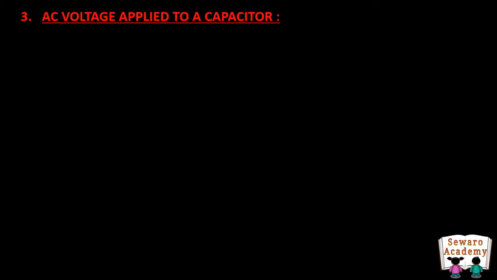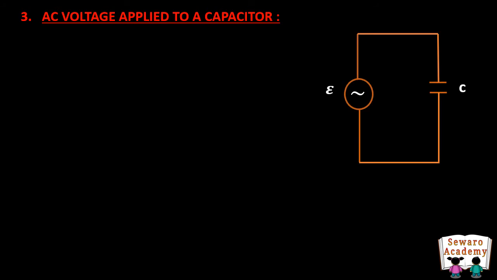At first we analyzed the AC circuit containing only a resistor. Second, we analyzed the AC circuit containing only an inductor. Now we have to analyze the AC circuit containing only a capacitor. So here is a diagram. This is a capacitor and this is an AC source. Here too the expression for the voltage is given by V equals Vm sin omega t. Let this be equation number 1.